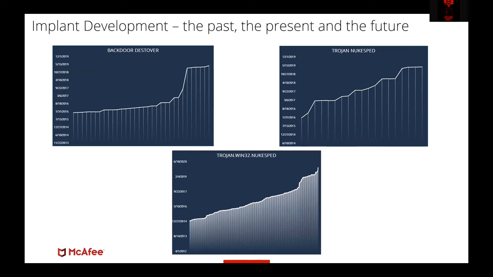Same goes for Destover and Nooks Bed, and Nooks Bed is actually related to a number of the more recent Hidden Cobra operations. Destover, as you're probably familiar, is tied with a number of different wiper incidents over the years. It also has an equal development timeline appearing from 2016 all the way to more modern times, as well as Nooks Bed and Trojan Nooks Bed, 2014 and so on.